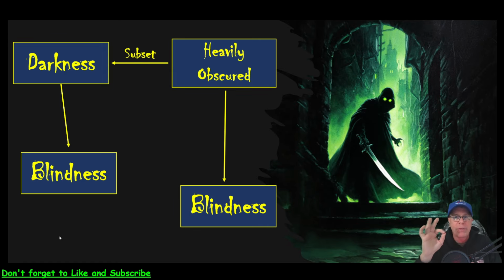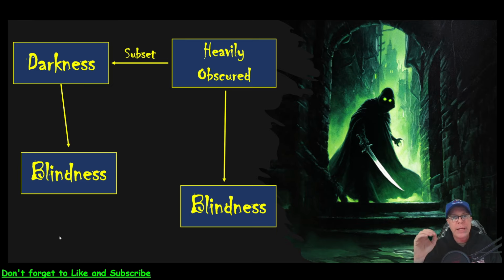But if you are heavily obscured, you have the blindness condition as long as you are within the area that is heavily obscured. So heavily obscured could be fog. It could be pouring rain. It could be heavy snow. It could be darkness. So darkness is a subset of heavily obscured. Now, all darkness is heavily obscured. Not all heavily obscured is darkness.